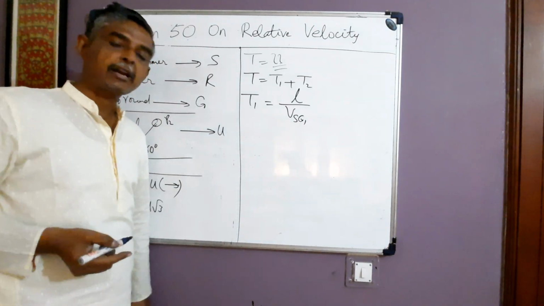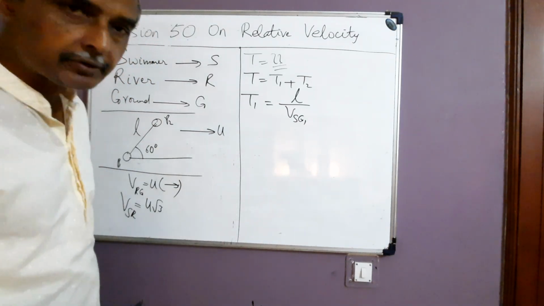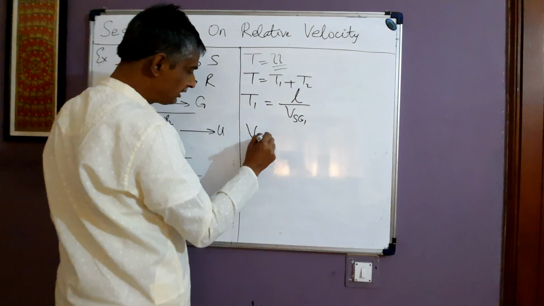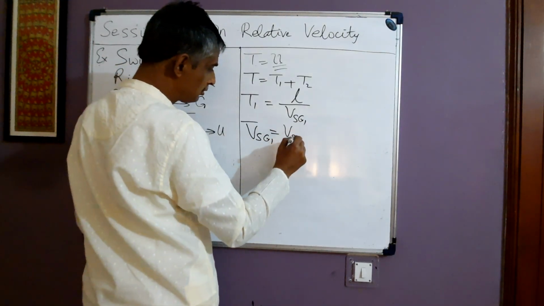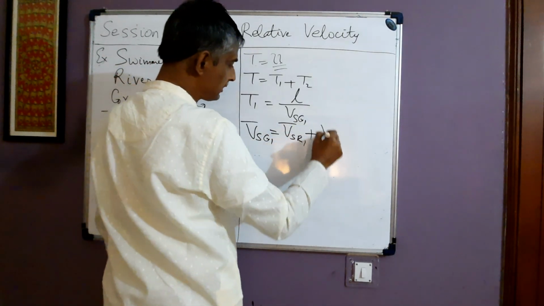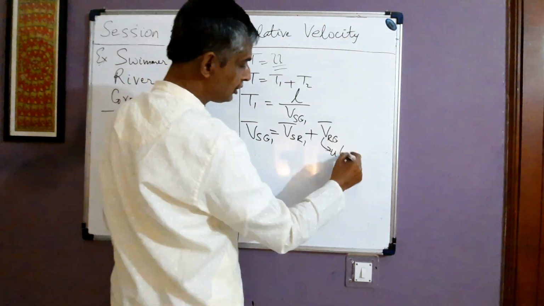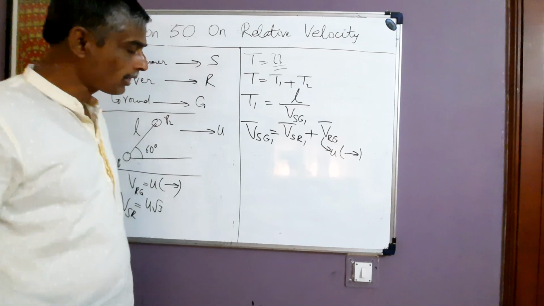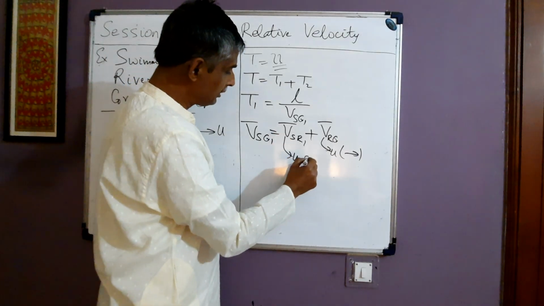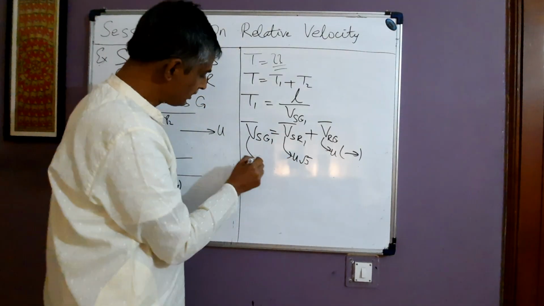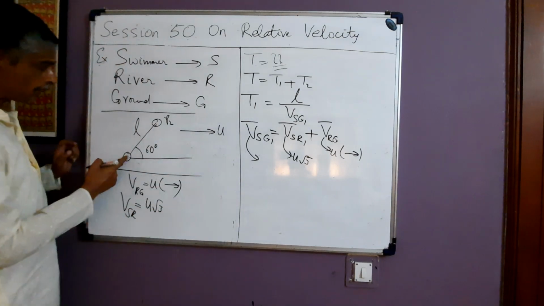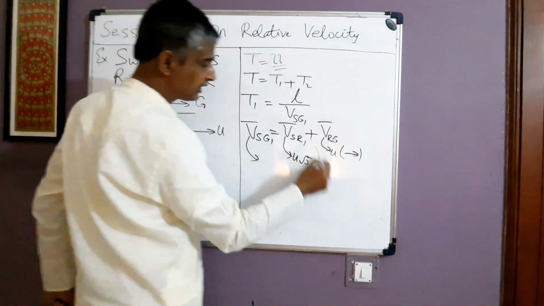Now to know VSG1 we write down the vector equation for translating frames. VSG1 is equal to VSR1 plus VRG. Now VRG is u eastward, magnitude and direction both known. VSR1 is u root 3, magnitude known. VSG1 direction is known, P1 to P2. So it's again a problem of case 3.